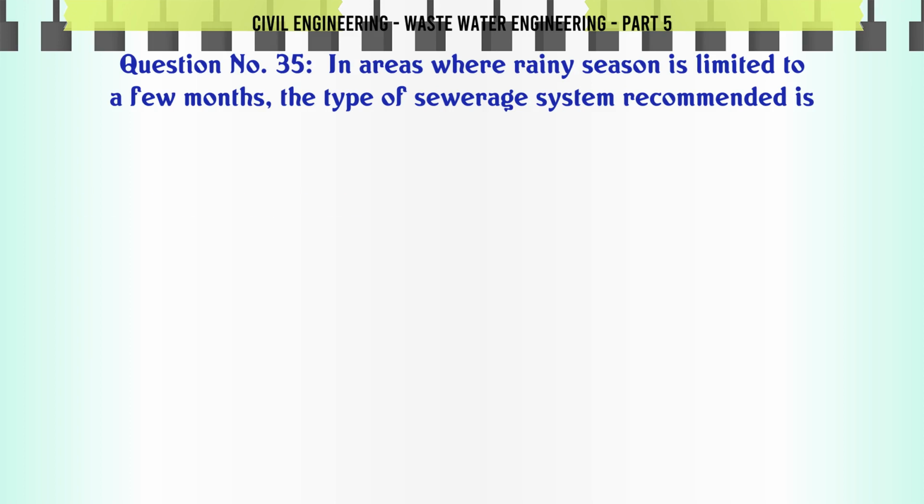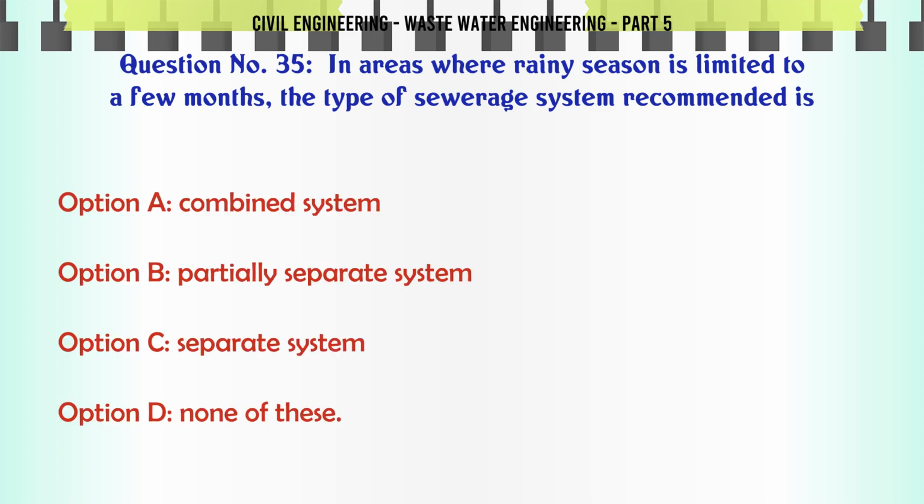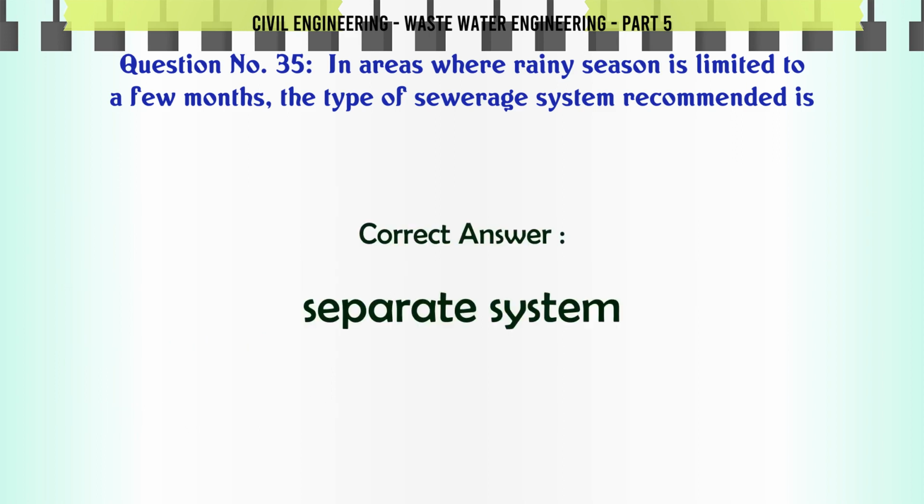In areas where rainy season is limited to a few months, the type of sewerage system recommended is A. combined system, B. partially separate system, C. separate system, D. none of these. The correct answer is separate system.